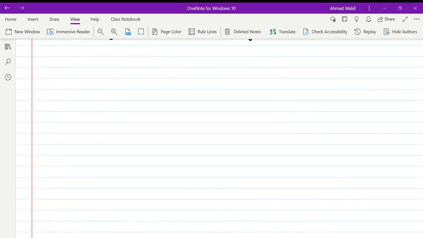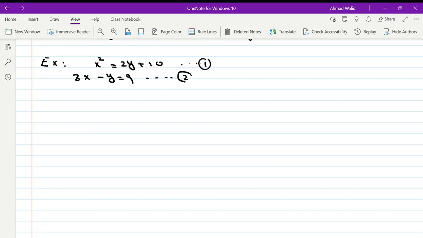Let's start with case 1. Look at this example. They are giving you x squared equals 2y plus 10, and a second equation which is 3x minus y equals 9. One of the equations is nonlinear. You see the power of 2 in the first equation. It's nonlinear because I have x squared. The second equation is a linear equation.